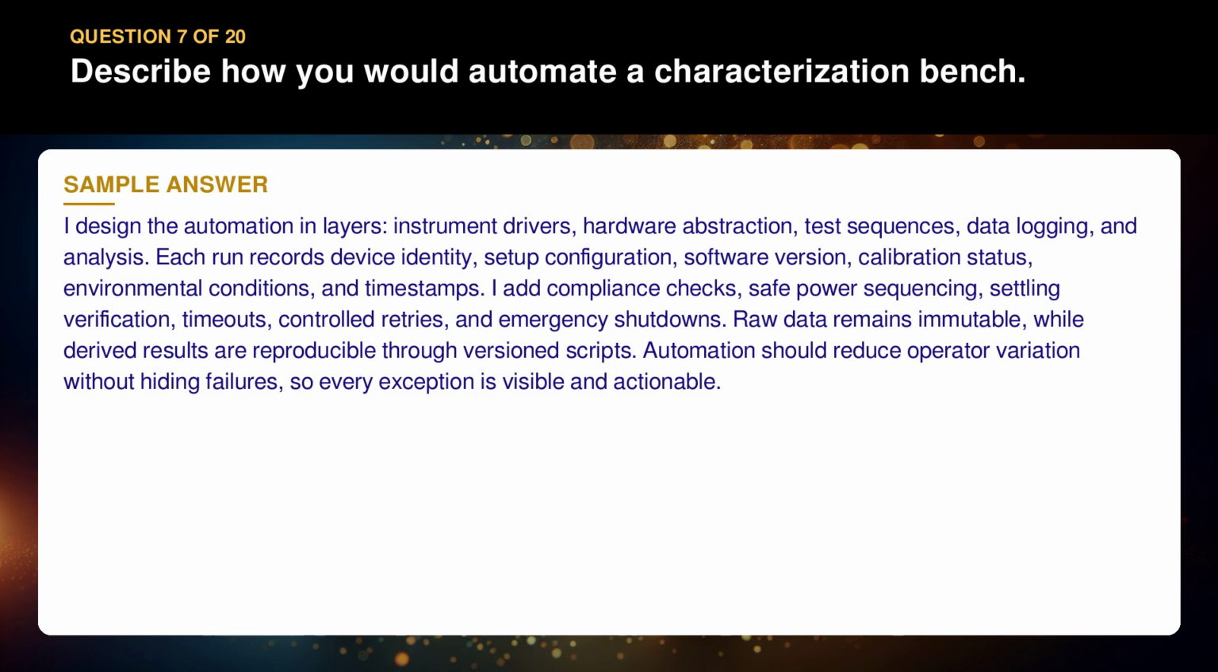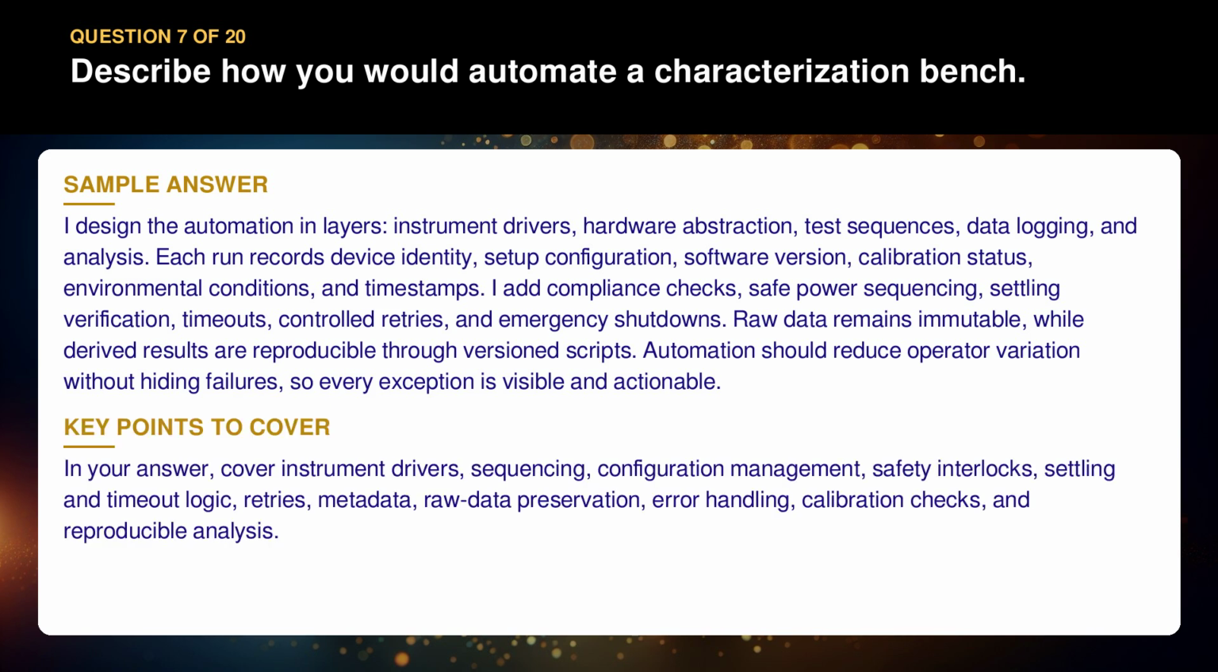Raw data remains immutable, while derived results are reproducible through versioned scripts. Automation should reduce operator variation without hiding failures, so every exception is visible and actionable. In your answer, cover instrument drivers, sequencing, configuration management, safety interlocks, settling and timeout logic, retries, metadata, raw data preservation, error handling, calibration checks, and reproducible analysis.